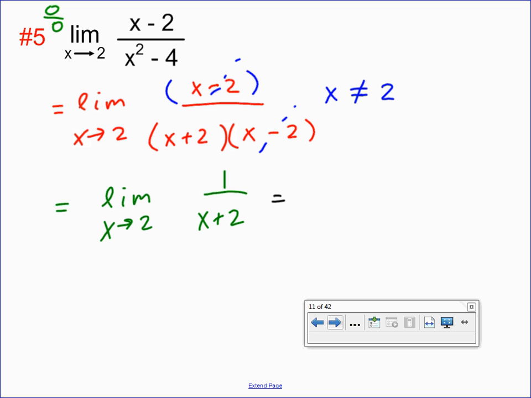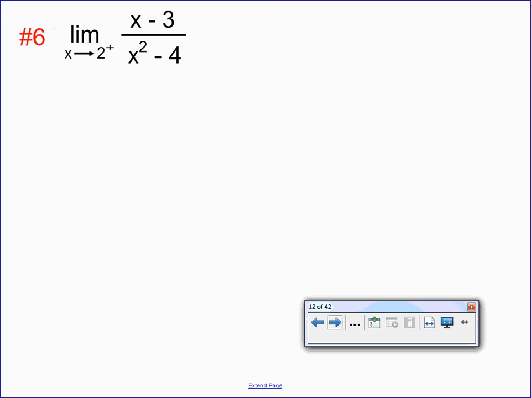Is my x value contained in the domain of my newly rewritten expression? Yeah, I'm getting 1/4. Are you guys getting 1/4? Okay. One more, and I do want to look at this one with graphs and tables. So this one we will do with graphs and tables.